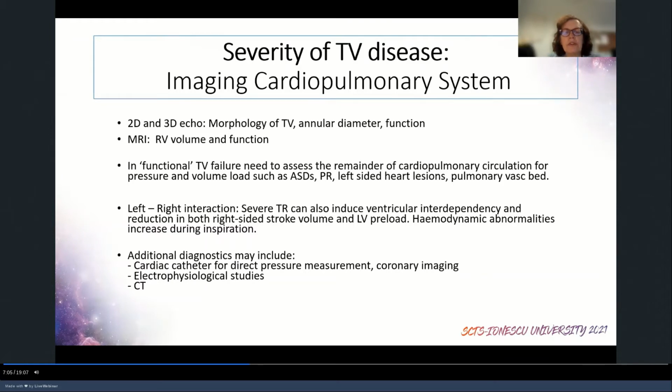For further diagnostic measurements, we can use a cardiac catheter for direct pressure measurement in the heart and for coronary imaging. CT can also be used for this. And finally, EP studies are also important.